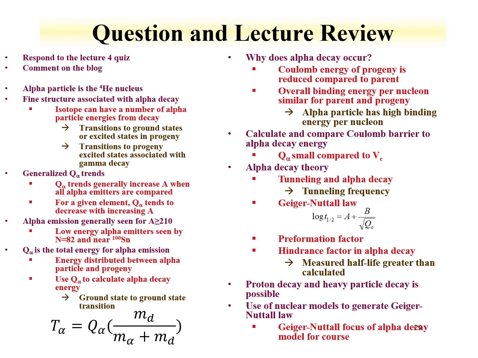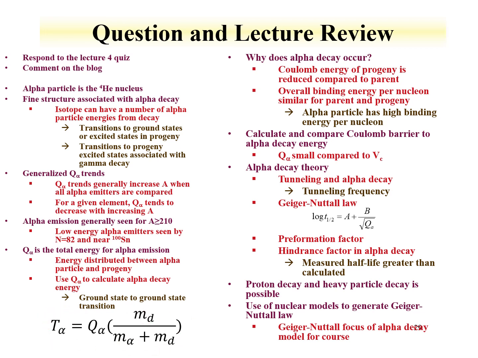This total energy is distributed between the alpha particle and the progeny. You should be able to use the Q value to calculate the alpha decay energy, and you should remember that this is for a ground state to ground state transition. The equation that would be used to calculate the alpha decay energy from the Q value is shown here.